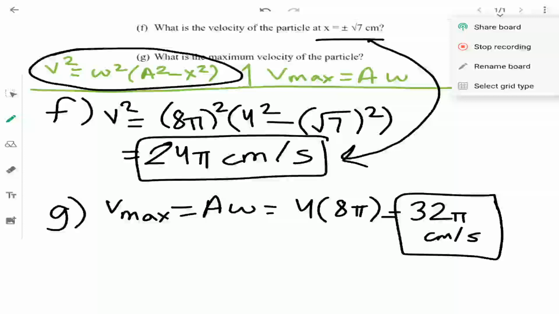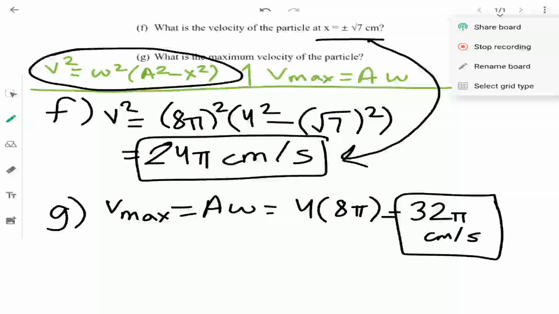Let's do number 10. Let's read it together. A body moves in simple harmonic motion along a straight line of length 12 centimeters. At time equals 0, the body is at one extremity of the trajectory in the positive sense. The body makes 8 complete oscillations per second. Part A. Write the equation of motion of the body.